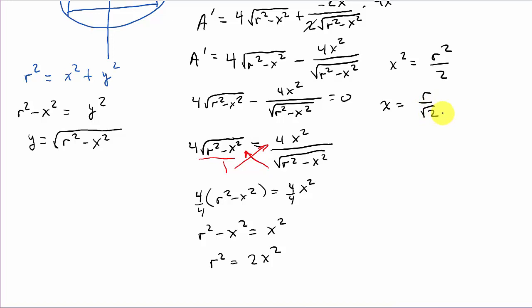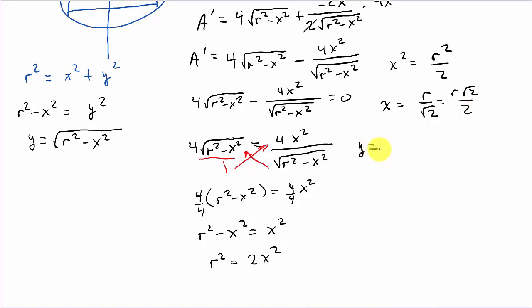That's x. And if we want to, we can rationalize the denominator. That's going to be r square root of 2 over 2. I'm assuming you still remember how to rationalize the denominator. All right, so now we've got x. We want the dimensions of this rectangle, so now I need to find y.